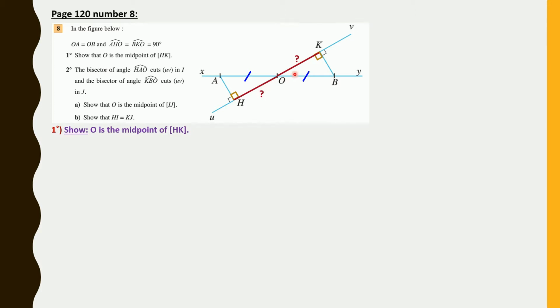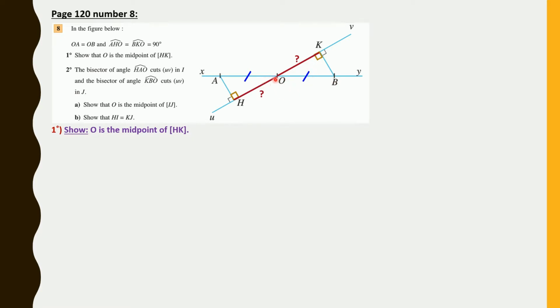Here, to prove that these two segments are equal, we need to choose two triangles where OH is a side of the first triangle and OK is a side of the second triangle, and then prove that they are equal. Here we notice that OH is a side of triangle AOH and OK is a side of triangle KOP. So let's prove that these two triangles are congruent.